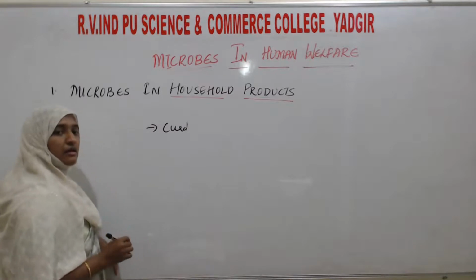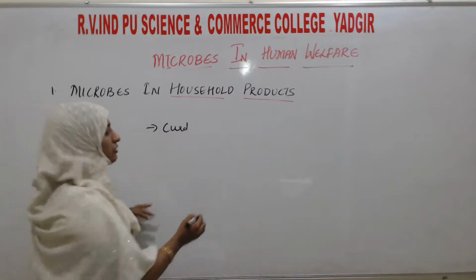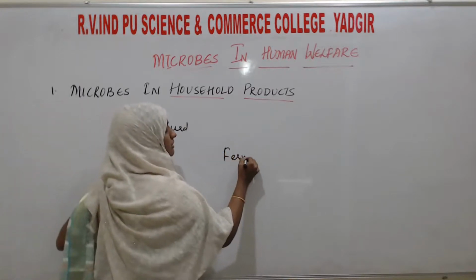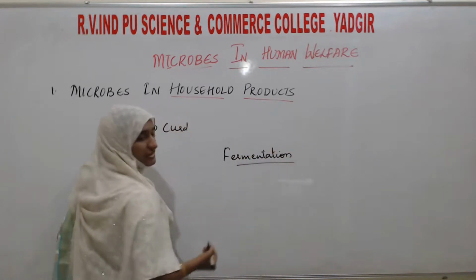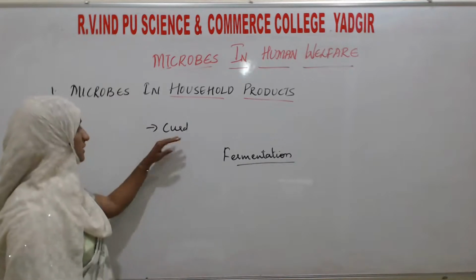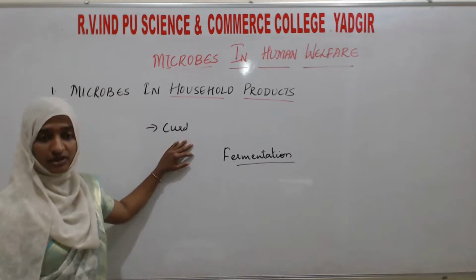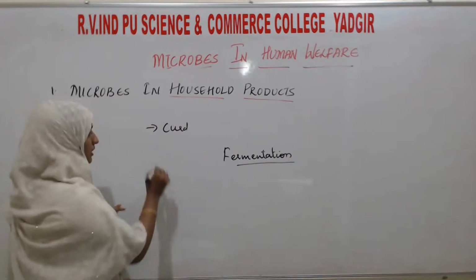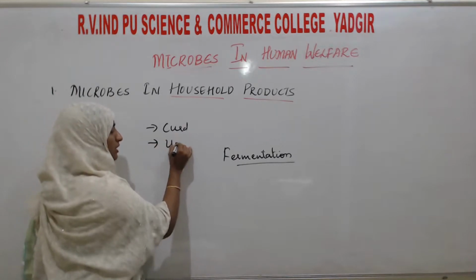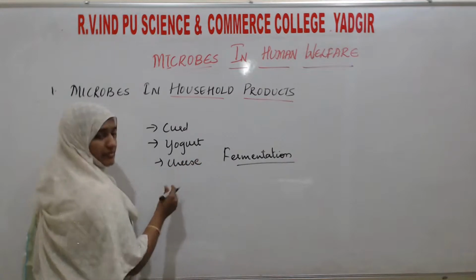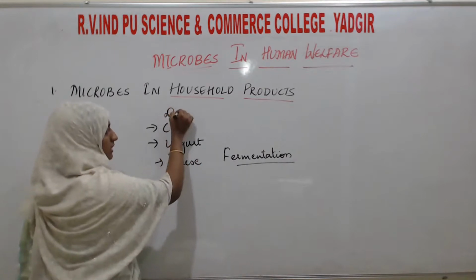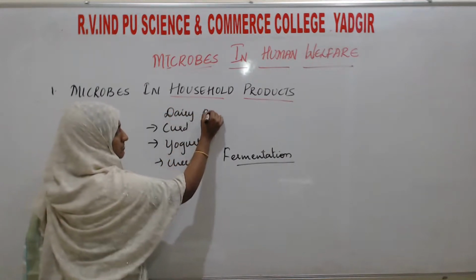They undergo a process known as fermentation. In later classes, I will explain about fermentation. So they are used in the production of curd. Not only curd, but whatever dairy products there are, such as yogurt and cheese. All of these are dairy products.